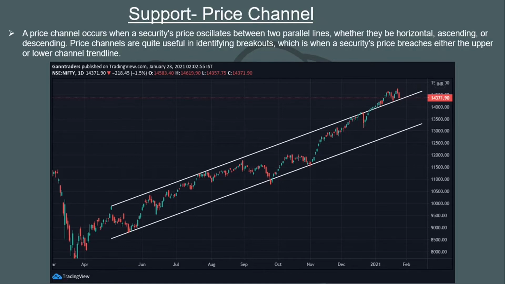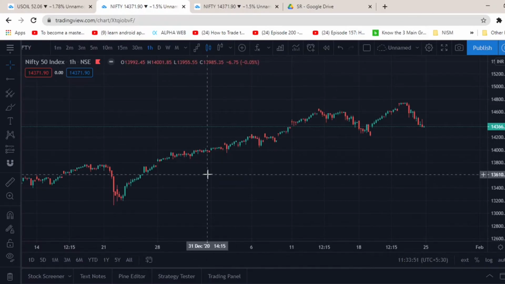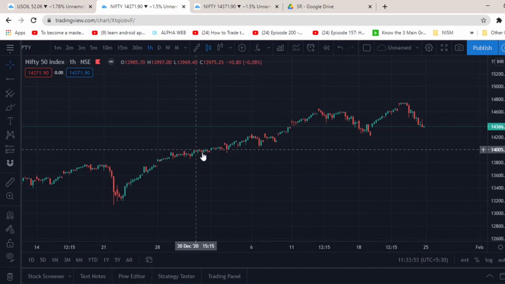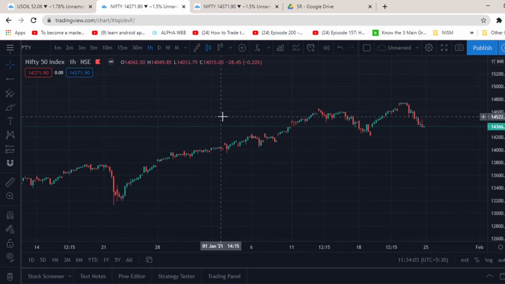Now what we are going to see in the live chart is how we draw the trend lines and how we enter the trade using the trend lines. Let's draw the trend line in the Nifty 50 hourly chart. As I said in the session, we can draw the trend line in any time frame to identify the support and resistance of that particular time frame. Now we are drawing the trend line in the hourly chart.